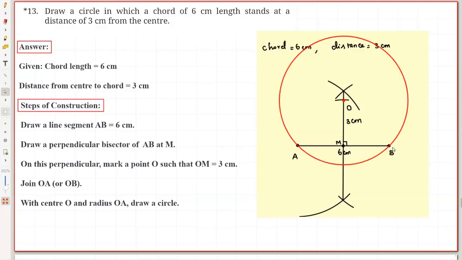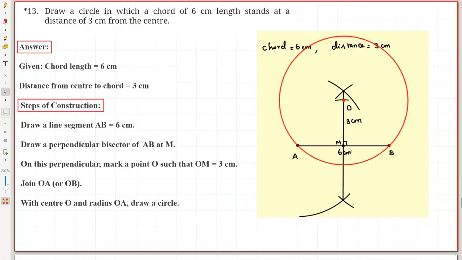First, draw the line segment AB equal to 6 centimeter. Next, draw the perpendicular bisector of AB. How to draw the perpendicular bisector? You have to take more than half, right? Keep the pointer in A, draw an arc up and down. From the point B with the same measurement, draw an arc up and down. Where the two arcs are intersecting, we can just join, that is our perpendicular bisector.